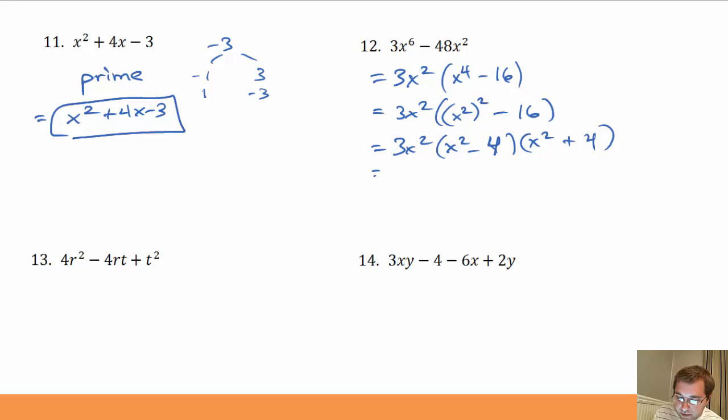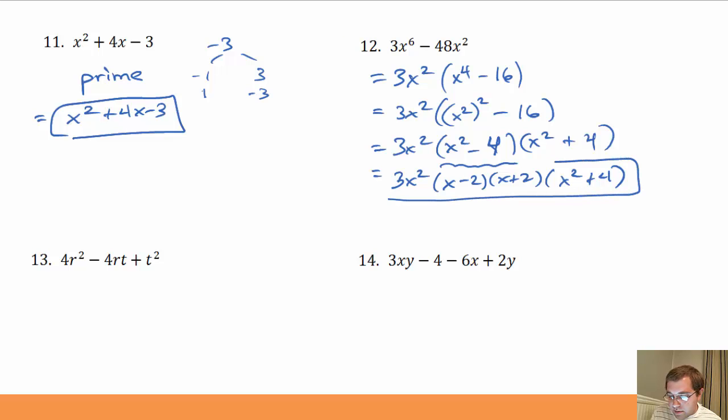But now we've got to be careful, because one of those factors is a difference of squares, x squared minus 4. So I can keep going with that one. That's x minus 2 times x plus 2. And the other one is a sum of squares, which is always prime. So that is my completely factored form. I took the x squared minus 4 and factored that into x minus 2 times x plus 2, because that was a difference of squares. So I did a difference of squares and then another difference of squares. Often when you start with an x to the 4th, that's what's going to happen.